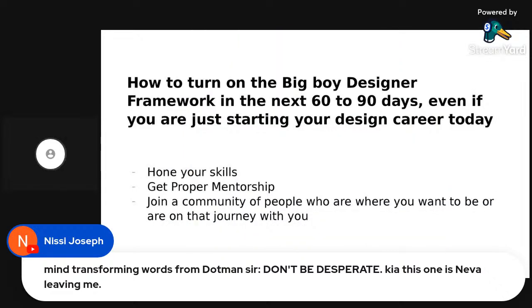Now, this is how to turn on your big boy designer framework in the next 60 to 90 days. If you are just starting your design career today, number one, upskill. Upskill, that is very important. Number two, get properly mentored. Find someone in the industry that will mentor you. Number three, join a community of people who are where you want to be or on that journey with you, right?